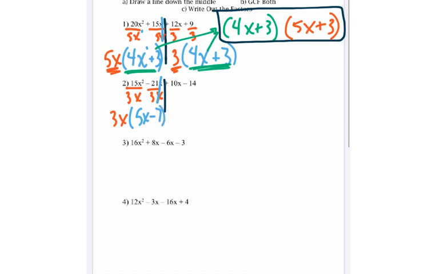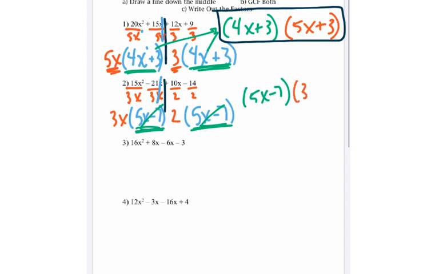On the right side, I can divide them both by 2. 10 divided by 2 is 5 with an x. 14 divided by 2 is 7. Look at that. We did it correctly because what's in the parentheses matches. So that's what they have in common, so I can take those out. What's left over is a 3x and a positive 2. Let's try that one more time.